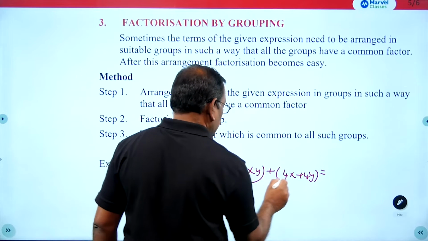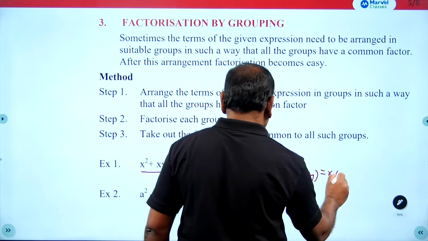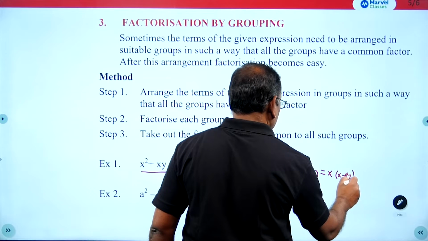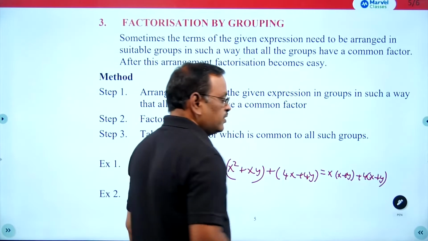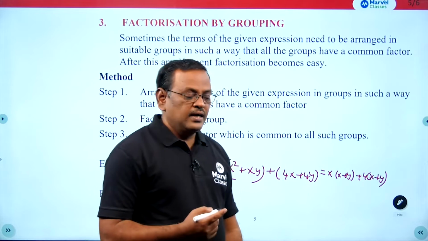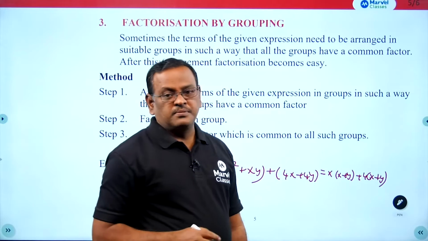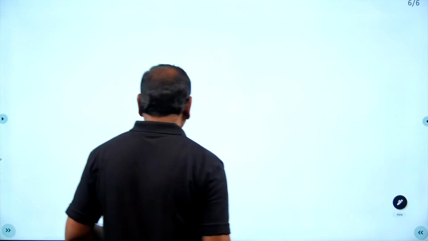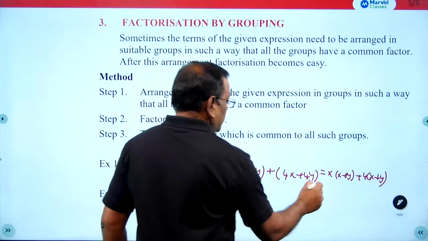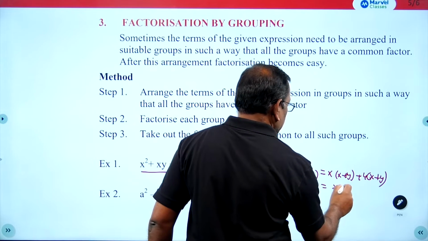Take x from the first group and 4 from the second group: x into x plus y, plus 4 into x plus y. Now if you look at this expression, it involves the previous concept, taking out binomial common factor. So what is the binomial common factor? The binomial common factor is x plus y.